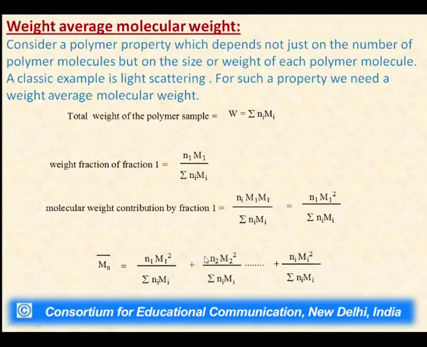Then comes the weight average molecular weight. Now, consider a polymer property which depends not just on the number of polymer molecules, but on the size or on the weight of each polymer molecule.